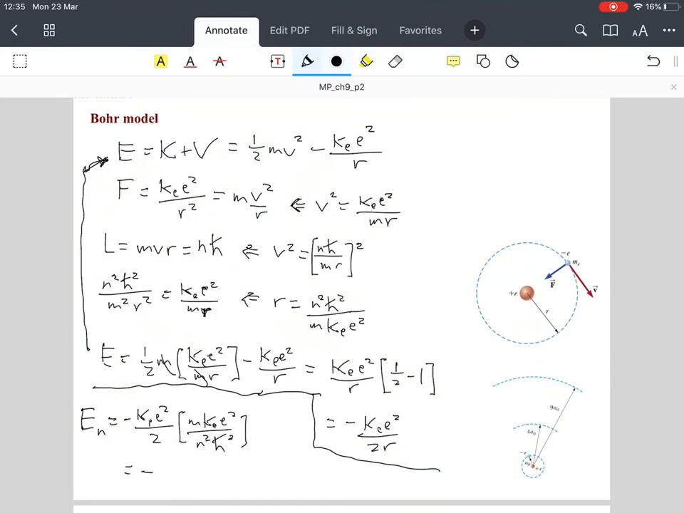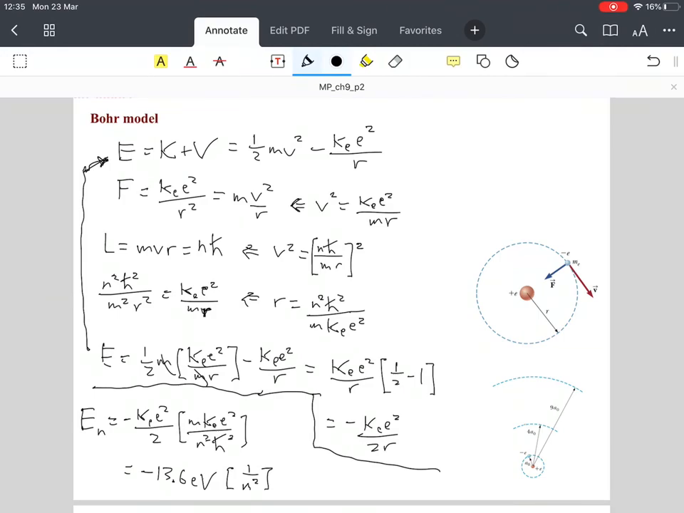And so what we'll then say is if you gather together those constants, you'll get an energy, which is a minus 13.6 eV multiplied by 1 over n squared.